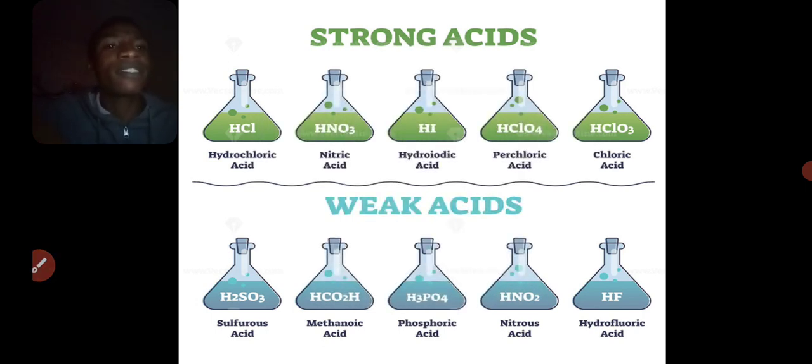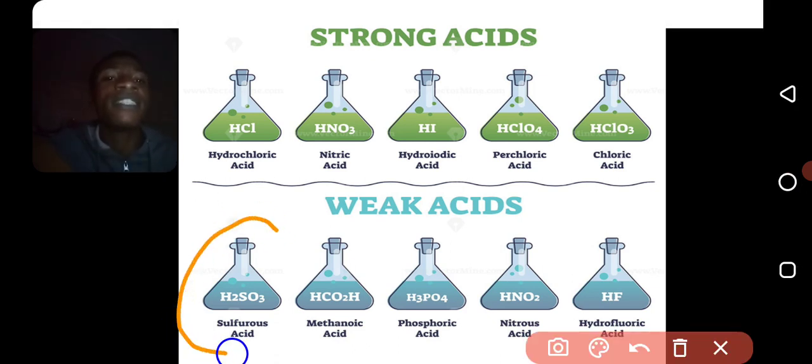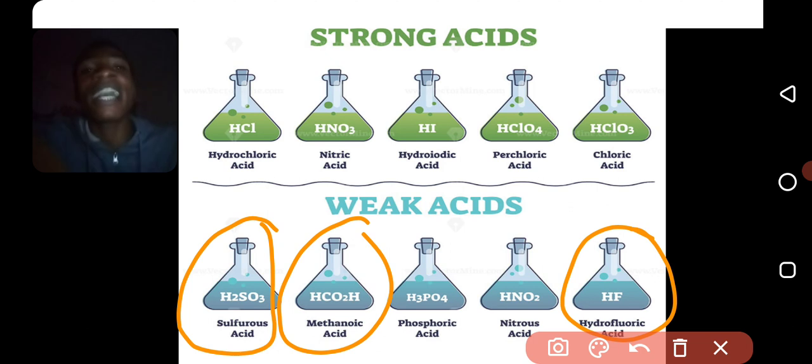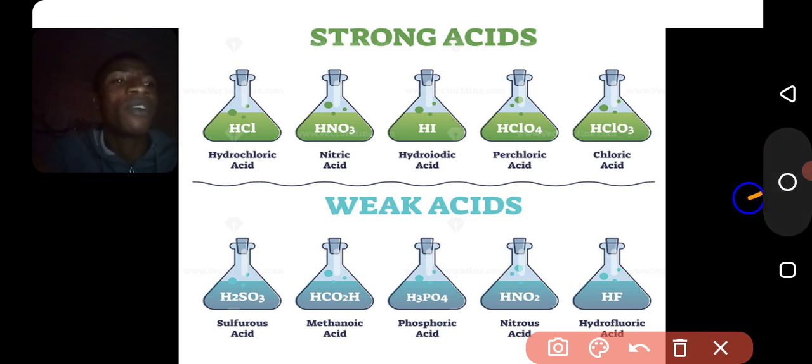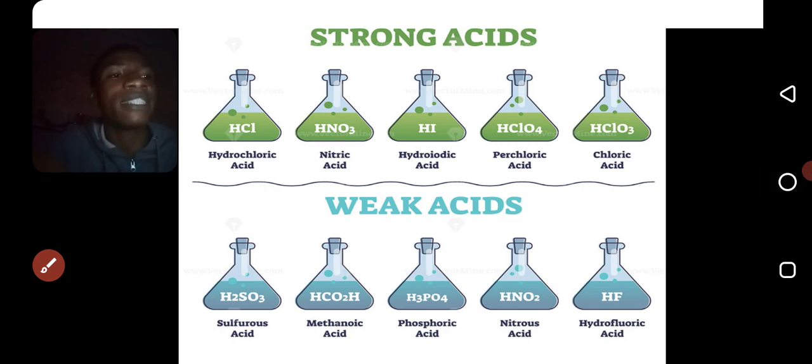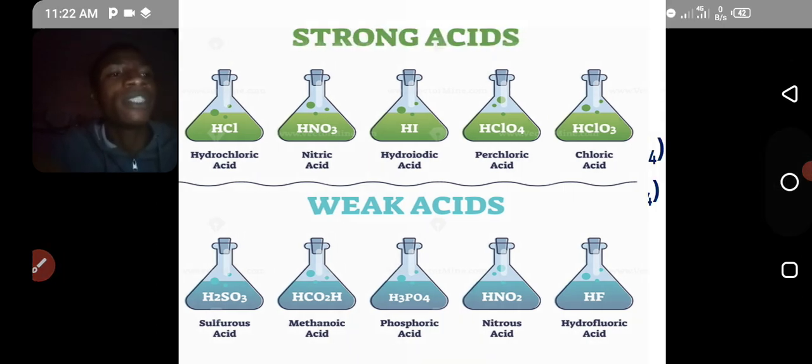Examples of strong and weak acids. Strong acids: hydrochloric acid, nitric acid, and we have mentioned hydroiodic, perchloric, chloric. Sulfurous acid, trioxosulfate 4 acid, is a weak acid. Methanoic acid, you call that formic acid. Tetraoxophosphate 5 acid is a weak acid. And hydrofluoric acid is the only weak acid among the halogen acids. Take note of that very, very well. The only weak acid among the halogen acids is hydrofluoric acid. Take note of that very well. So let's move on.